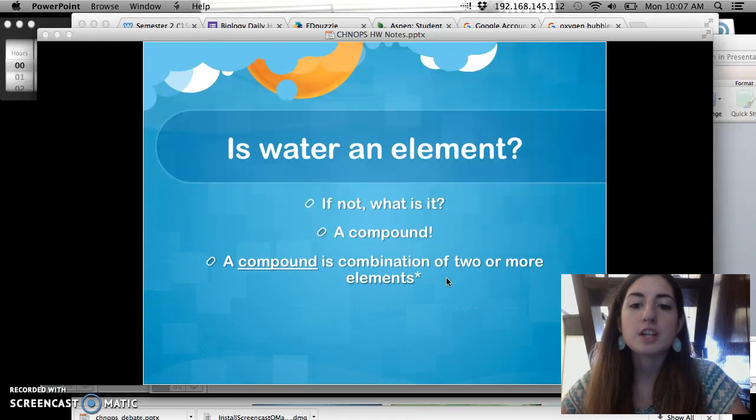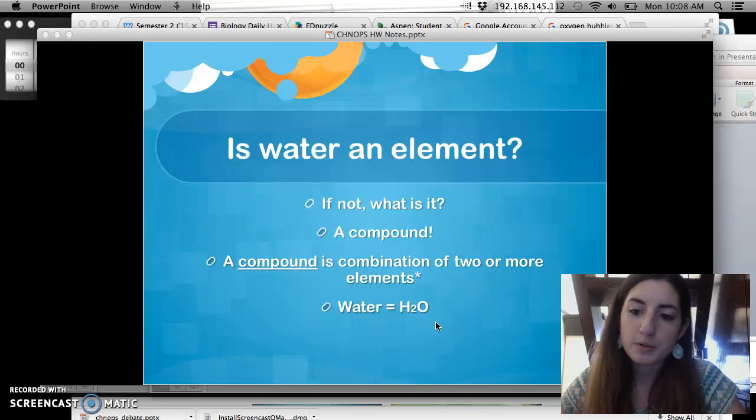So a compound is a combination of 2 or more elements, such as water, H2O. So there are 2 hydrogens connected to the oxygen in the middle. This is starred, so you just need to write compound equals combination of 2 or more elements, and I would put water as your example, H2O.